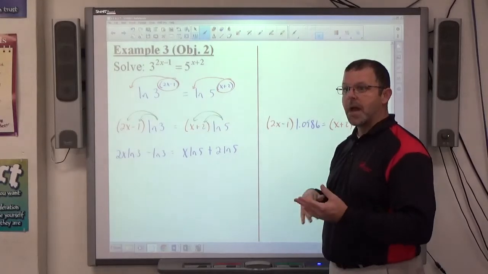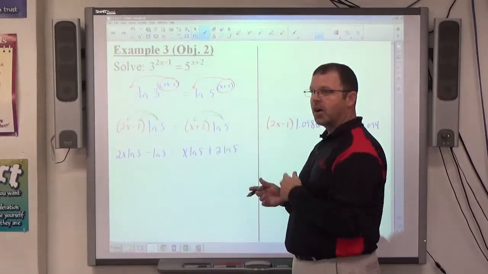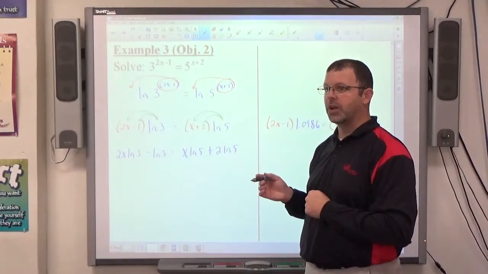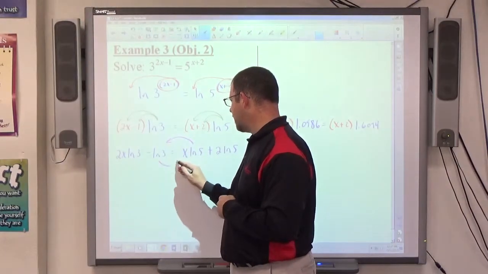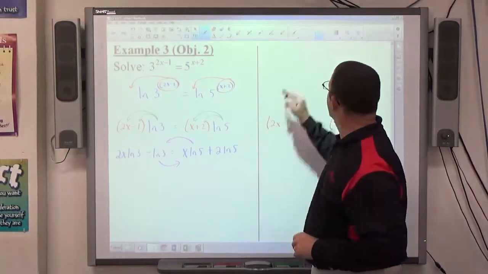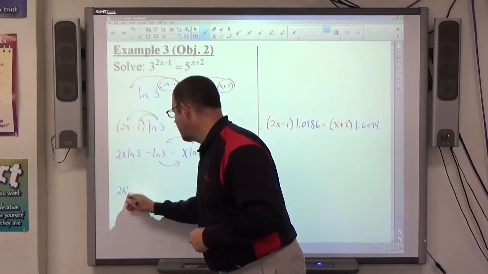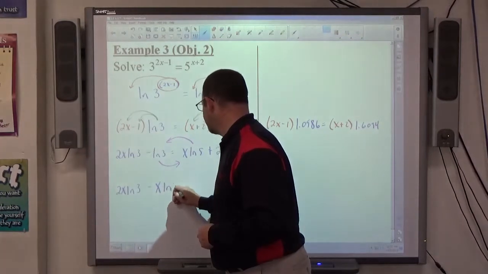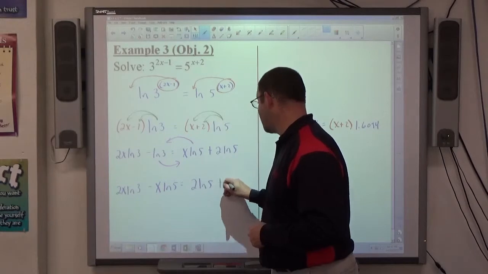All right? And back in algebra, when we had some terms have letters, some terms don't, we got rid of all the parentheses. Our next step was to rearrange things so all the letter stuff was on one side, all the number stuff on the other side, right? So I'm going to move the x ln 5 to the left. I'm going to move the ln 3 over to the right, leaving everything else where it's at. So I'm going to get 2x ln 3 minus x ln 5 is equal to 2 ln 5 plus ln 3.